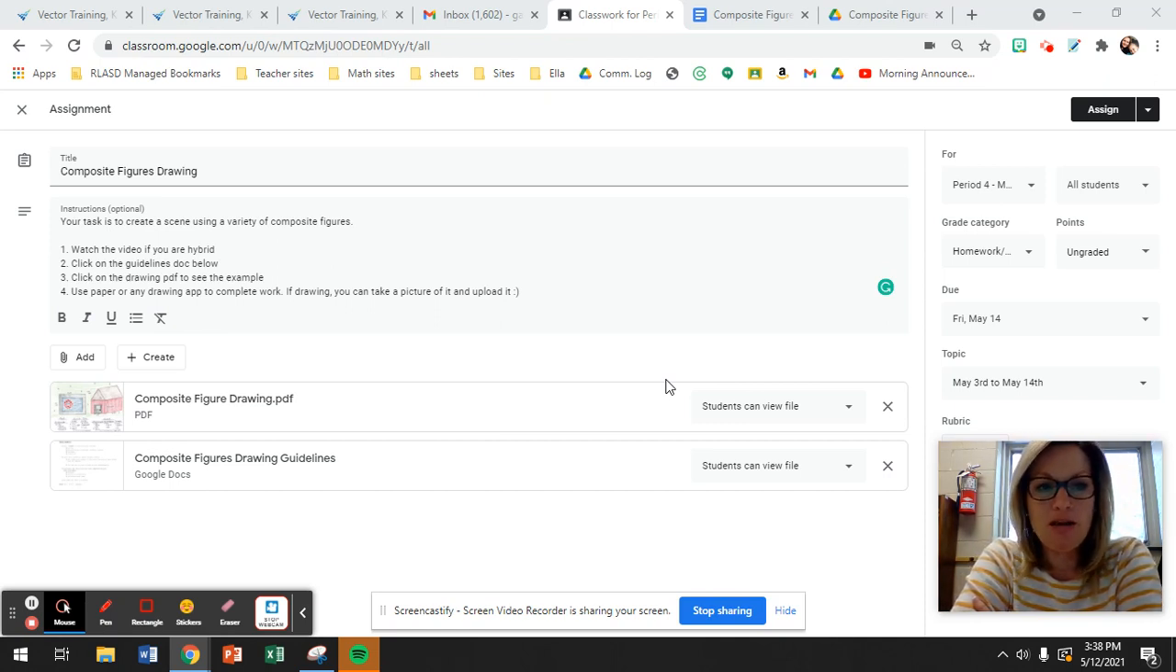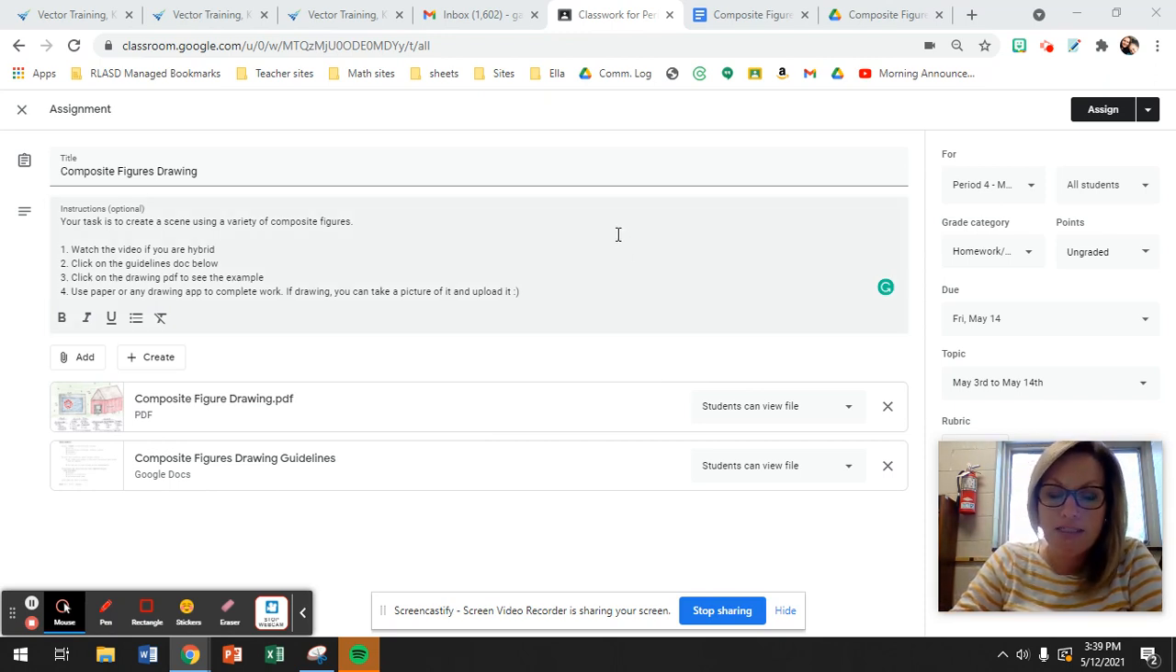we are going to be doing a composite figure drawing. I'm doing this because, with the PSSA testing, we've just been doing a lot of testing format, but we're going to be starting 3D shapes and getting out of 2D shapes. I wanted to transition you out of testing mode and back into geometry.